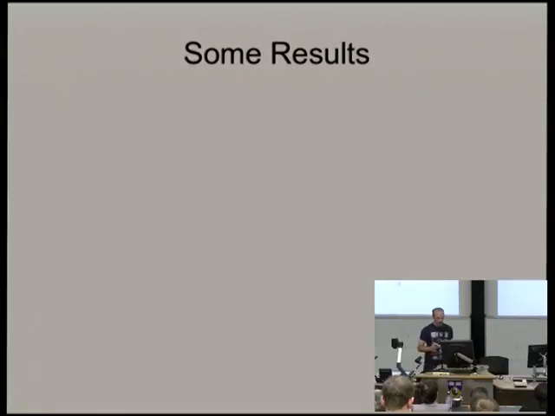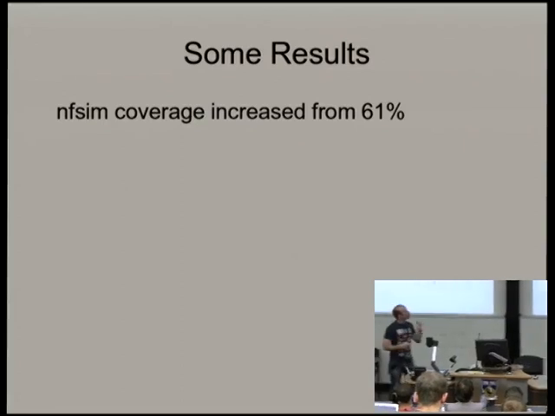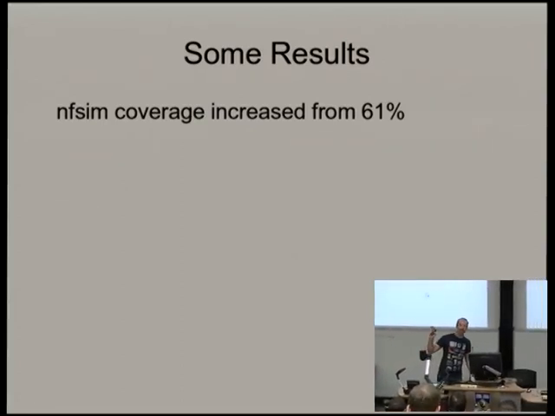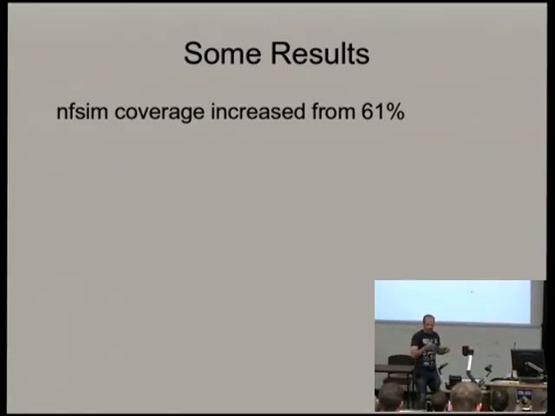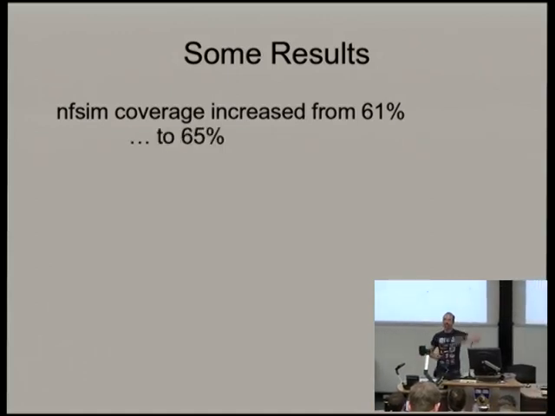Excellent. Some results. Okay. So in NFSim, and so these results are slightly old, but it gives you an idea. Our test coverage was 61%. Now that's a simple GCOV style line count. That's not really test coverage in any accurate sense, but it gives you an idea. We had 61%. When we implemented failtest with the forking and everything else, we went to 65%.